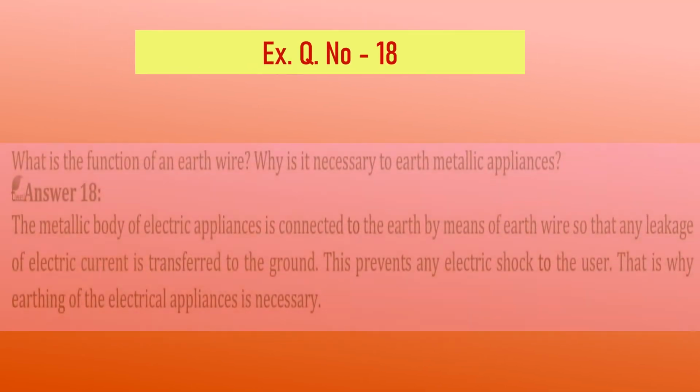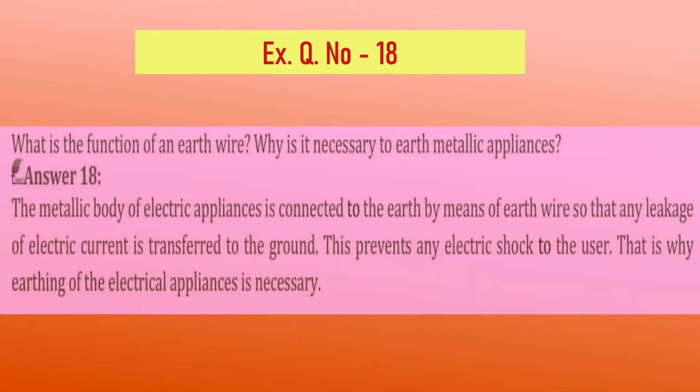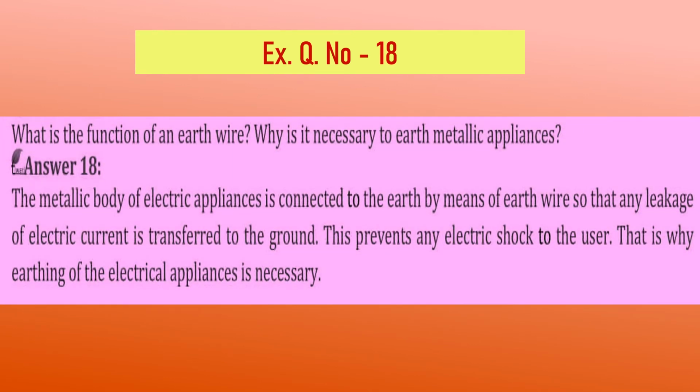Now let's see one of the exercise questions based on today's topic. What is the function of an earth wire? Why is it necessary to earth metallic appliances? The metallic body of electric appliances is connected to the earth by means of an earth wire so that any leakage of electric current is transferred to the ground.